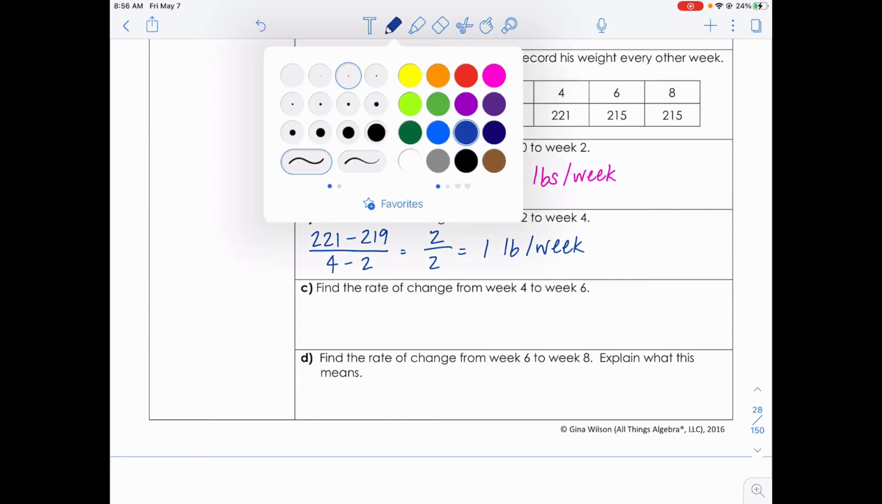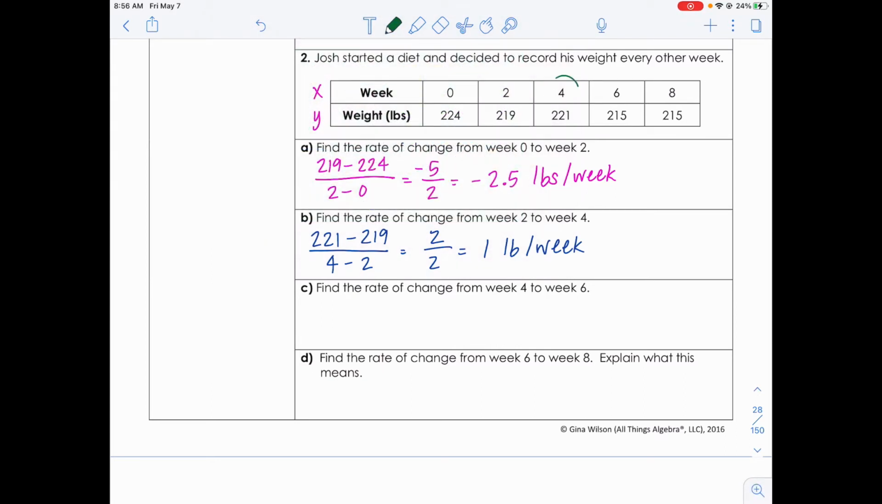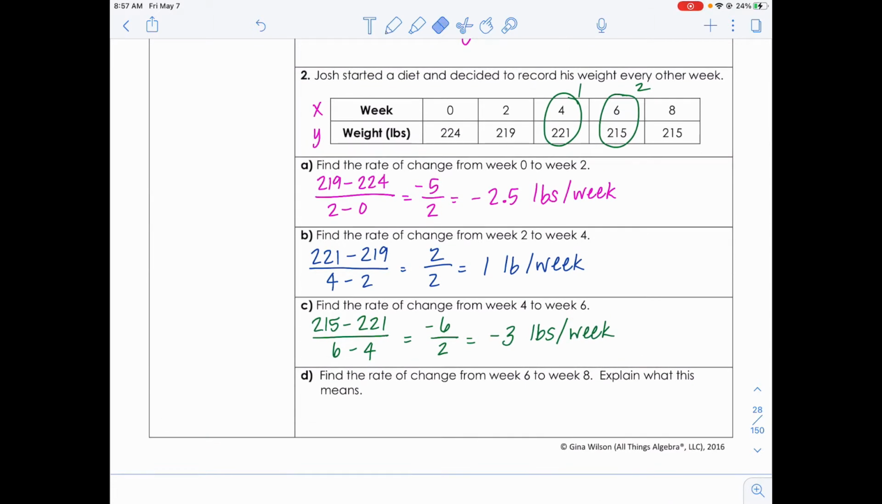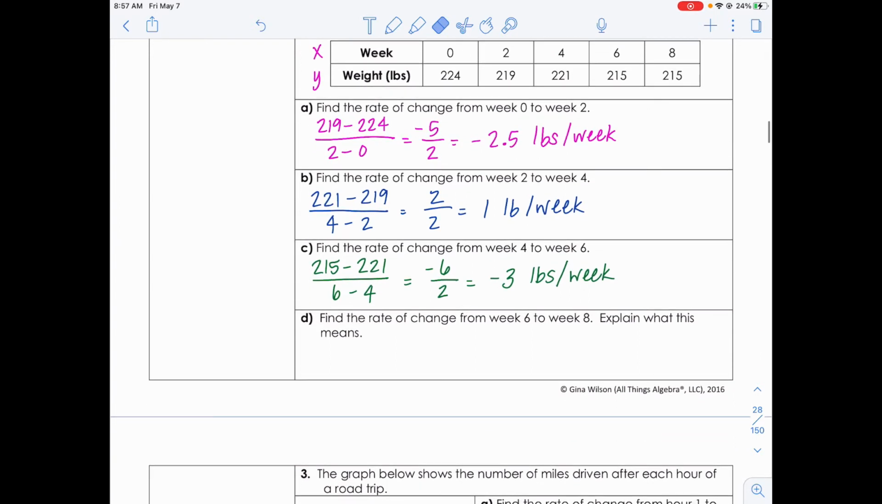The next interval that they want me to look at is between 4 and 6. So we're going to call these our 1s and these are 2s. Plugging our stuff in, 215 minus 221 over 6 minus 4. 215 minus 221 is a negative 6, over 6 minus 4 is 2. That is a negative 3, and then our label, pounds per week. So between weeks 4 and 6, once again, this person is losing weight, and they are losing about 3 pounds per week.